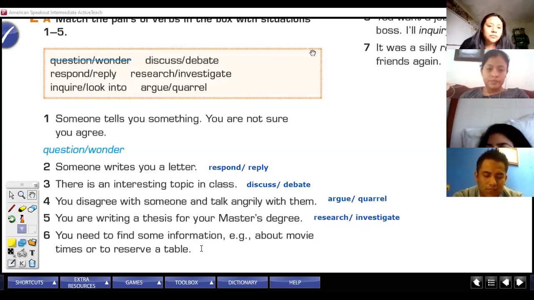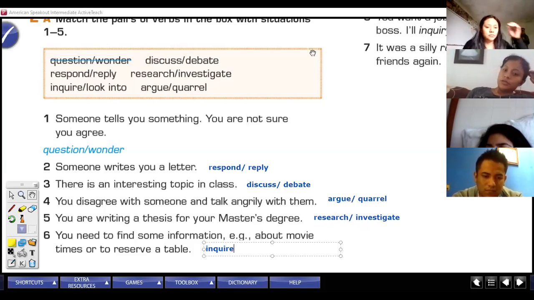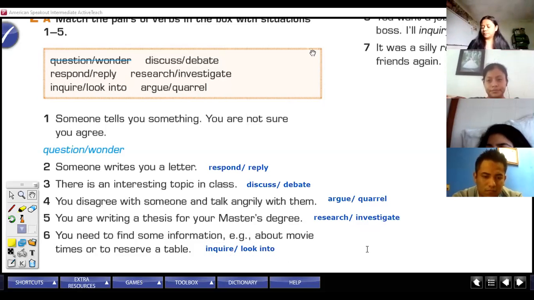Then number 6, Rocio. You need to find some information, for example about movie times or to reserve a table. When you need to find that information, what is the action? Inquire or look into. Okay, so these are the new verbs that you need to learn. You can use these verbs to describe your actions according to the way that you look for information. You can inquire, you can research, you can discuss or debate, respond or reply.